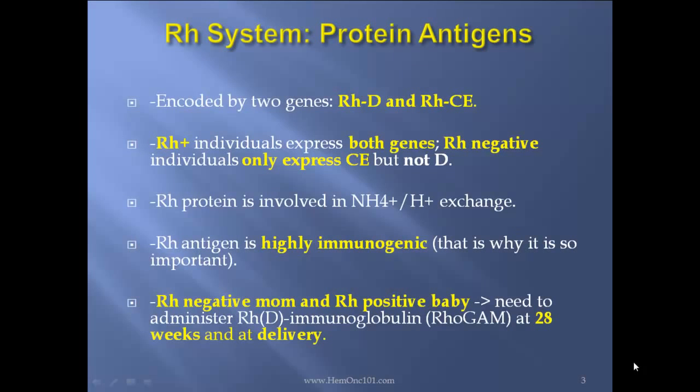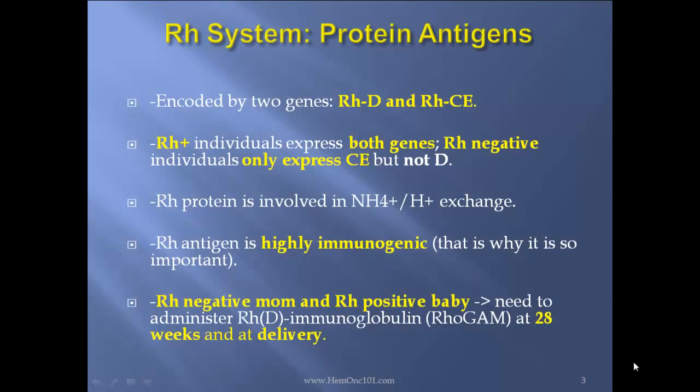The Rh system is encoded by two genes, RhD and RhCe. Rh positive individuals express both genes, whereas Rh negative individuals only express CE but not D. Rh protein is involved in the ammonia-hydrogen exchange. Rh antigen is highly immunogenic, and that is why it's so important.